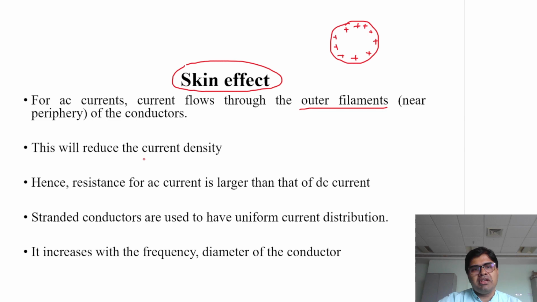Definitely what will be happening? The current density will be reduced. Why? Because this inner portion of the conductor is not being utilized effectively. So current density, that is J, that is current per unit area, is reduced. If the effective cross-sectional area is reducing, then you know the formula R equals rho L by A. So if the cross-sectional area is reduced, then the resistance of the material will be increasing.